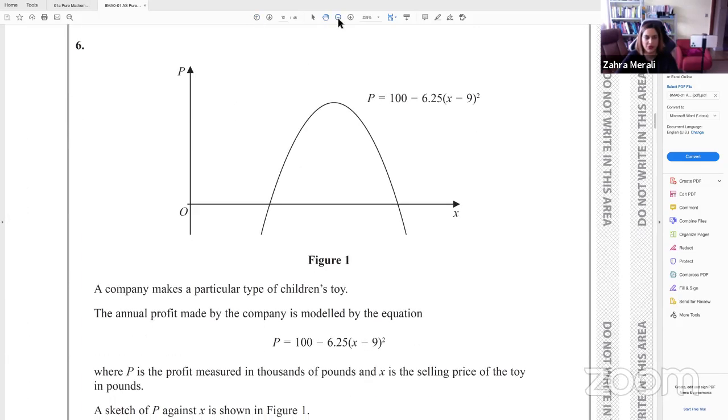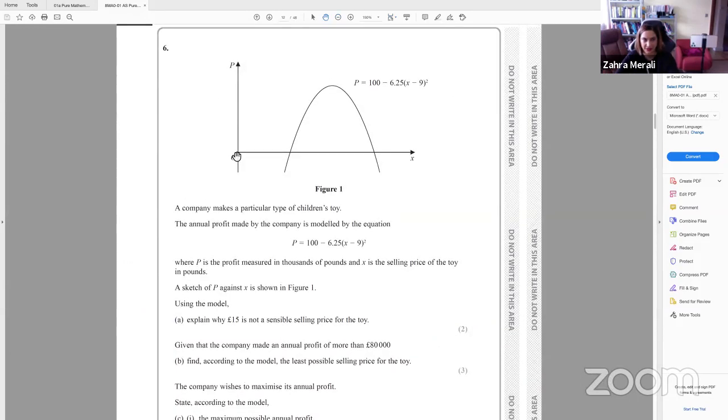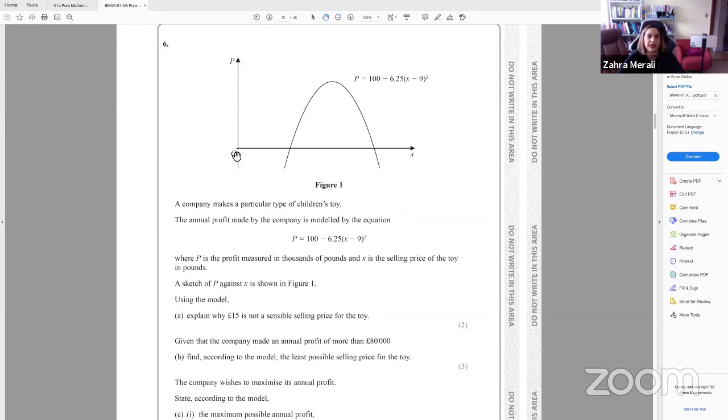So you've got a negative quadratic here, and you're told this represents a company that makes a particular type of children's toy. The annual profit is modeled by this equation, where P is the profit, and this is something lots of students miss in the exam. It's measured in thousands of pounds, so you have to be careful of that. And X is measured in pounds. Then it says, explain why 15 is not a sensible selling price for the toy.